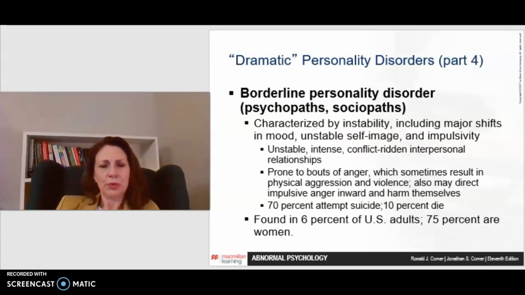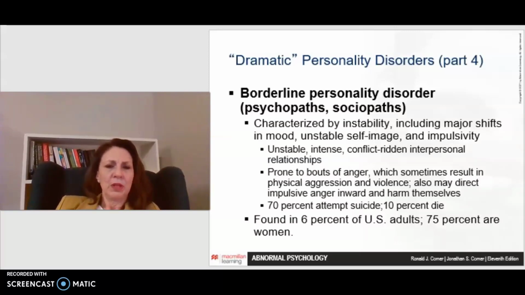Borderline personality disorders also can involve psychopathic or sociopathic behavior. It's characterized by instability, including major shifts in mood, unstable self-image, and impulsivity. There's an unstable, intense, and conflict-ridden interpersonal pattern of relationships. They are prone to bouts of anger that sometimes involve violence, and they also may direct that inward and harm themselves. 70% attempt suicide and 10% die by suicide. This is found in 6% of U.S. adults, 75% of which are women.